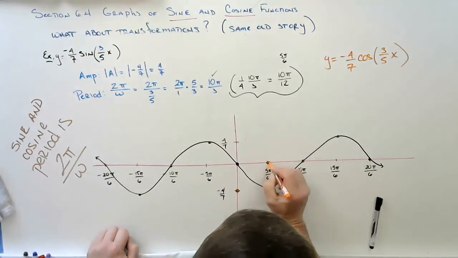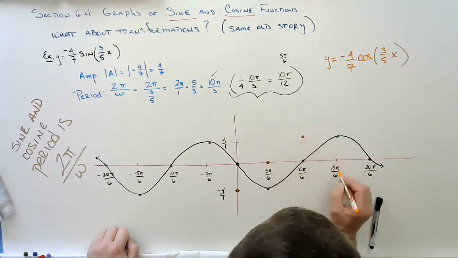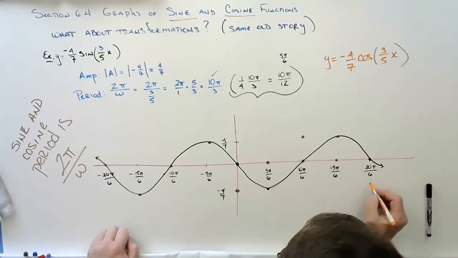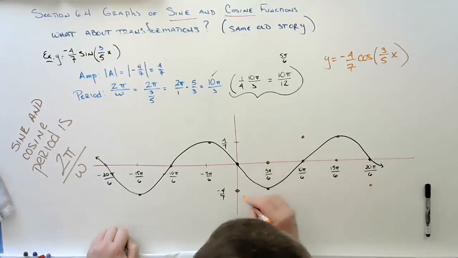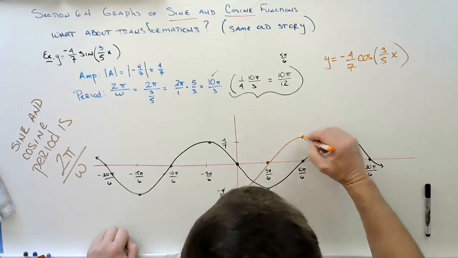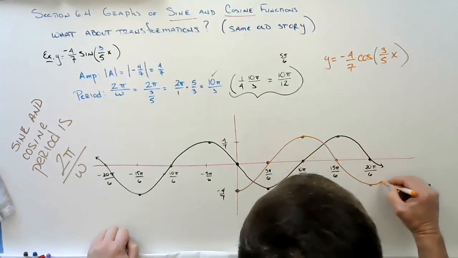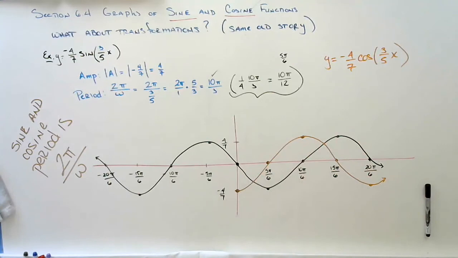Then I'm going to go to 0. And I'm going to go to 4/7. Then I'm going to go to 0. And then I'm going to go to minus 4/7. And then I would draw this. And I'd have the graph of cosine.